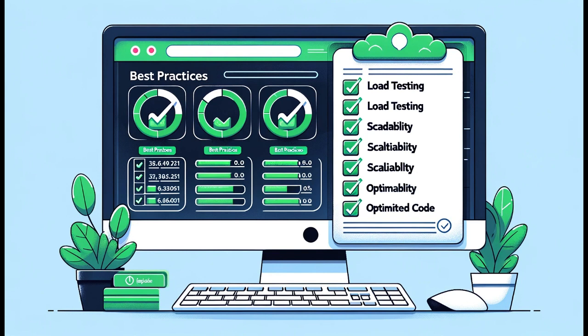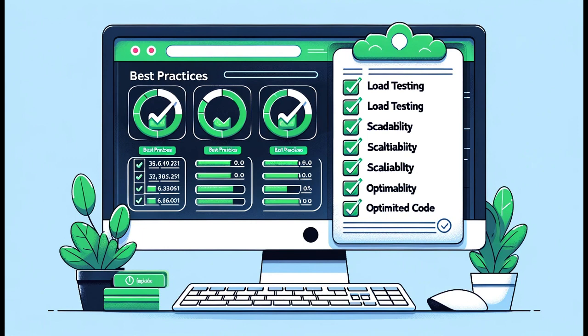Our third recommendation is to create a realistic test environment. To accurately predict real-world performance, ensure that your test environment closely mirrors your production environment in terms of hardware, software, network configurations, and databases. Load testing is another essential practice in performance testing.